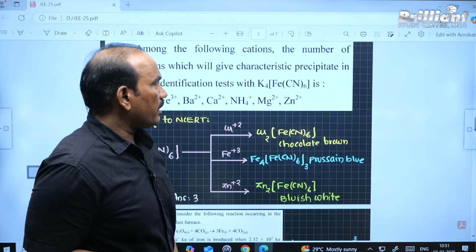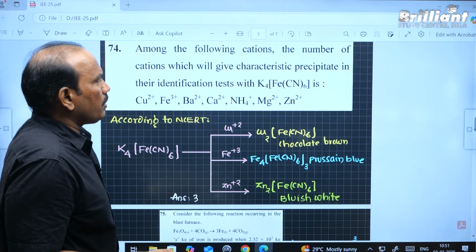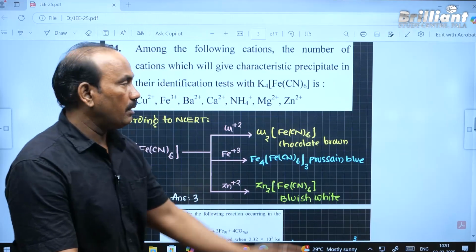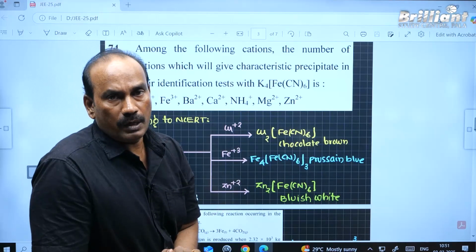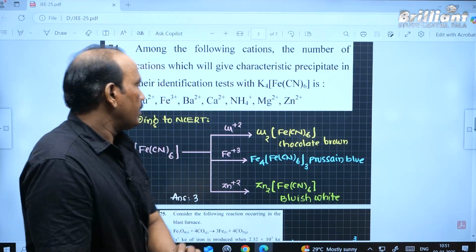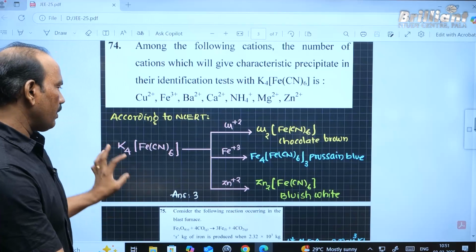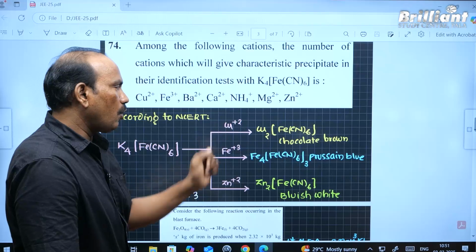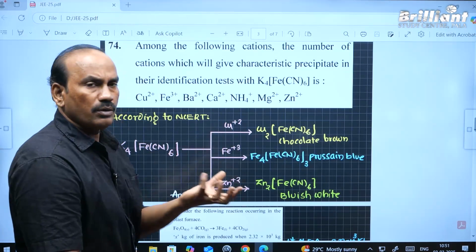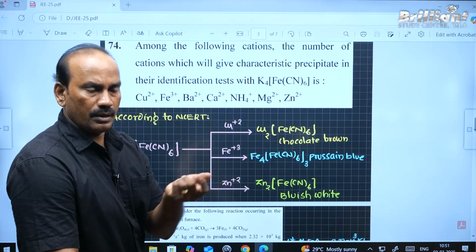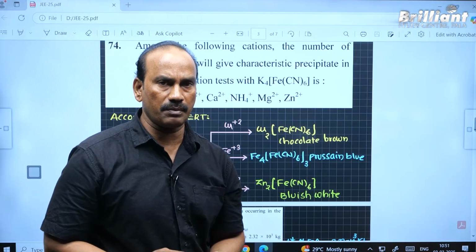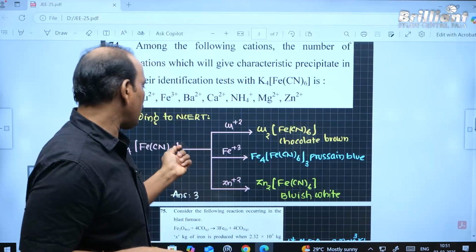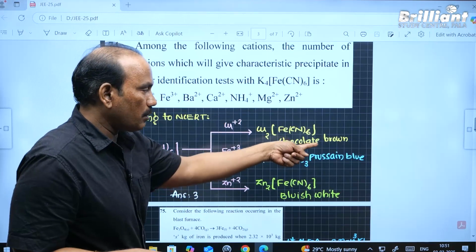Among the following cations, the number of cations which will give the characteristic precipitate in their identification test with potassium ferrocyanide. Very important. According to NCERT, potassium ferrocyanide is used for identification of 3 cations. Copper plus 2 reacts with this one. Copper is in the second group. The given salt is treated with HCl, no test, after passing the H2S gas, you get a black precipitate. After that, potassium ferrocyanide is added, you get a chocolate brown, that is copper.